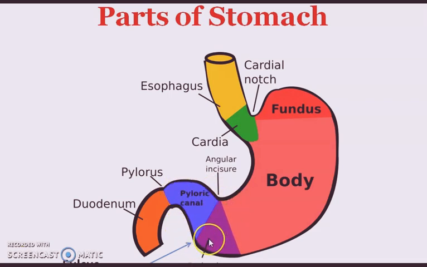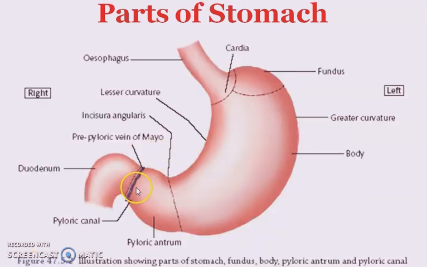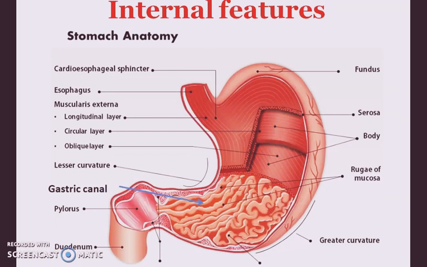The pyloric part is divided into the pyloric antrum and the pyloric canal by the sulcus intermedius. So here we can see the four parts of the stomach. This is the fundus, body, then pyloric antrum and pyloric canal. In the living, the position of the pyloric canal is identified by this prepyloric vein of Mayo, and this is of surgical importance. The stomach is cut open to study its internal features.